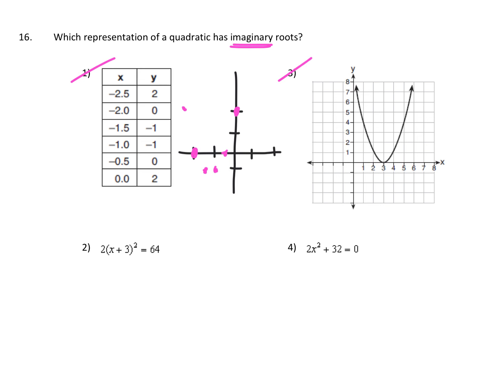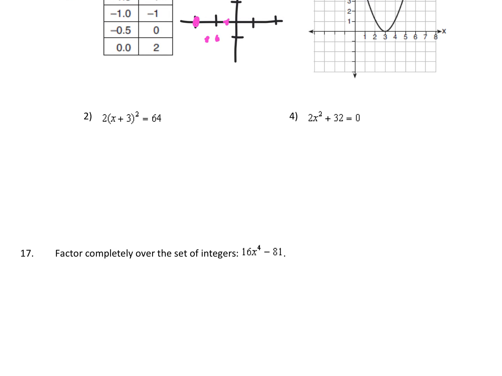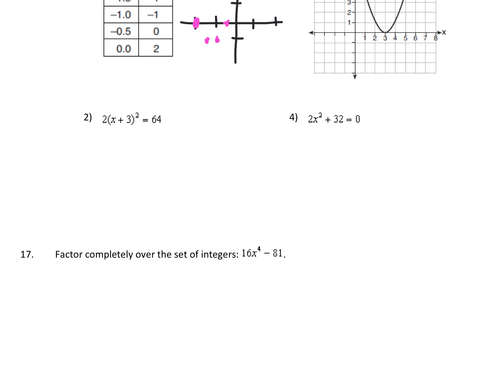Now, if we take a look at these equations down here, if we solve them and have an i in our answer, they would have imaginary roots. If they don't, then they won't. So I'm going to solve each of these. If I solve number 2, I would first divide both sides of the equation by 2, leaving me with (x + 3) squared equals 32. Oops, sorry, I forgot about this little square. That square is kind of important, huh?